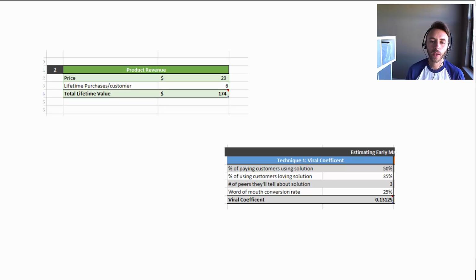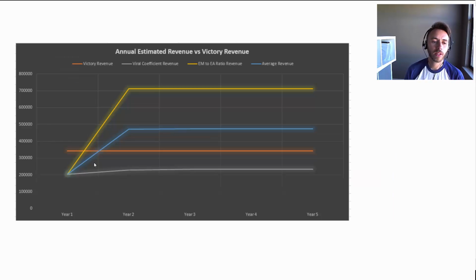Now, if you'll recall, on our path to victory, this gray line here represents the viral coefficient, and the viral coefficient is actually averaged with your early majority to early adopter ratio to determine this blue line here. And so in previous chapters, we wanted to make sure that at least the blue line, if not all three lines, were above the orange line, which was your victory revenue. And if after running your experimentation you find that the blue line is not above that level, well then things are bad. You gotta go back.